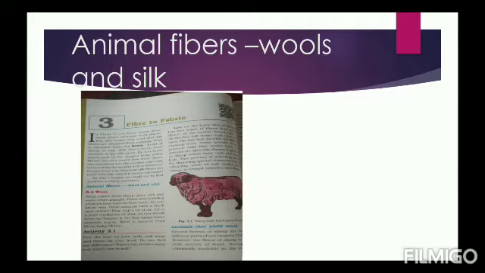Wool comes from sheep, goat, yak and other animals. These wool yielding animals bear a thick coat of hair on their body. Do you know why they have a thick coat of hair? Hair traps a lot of air.